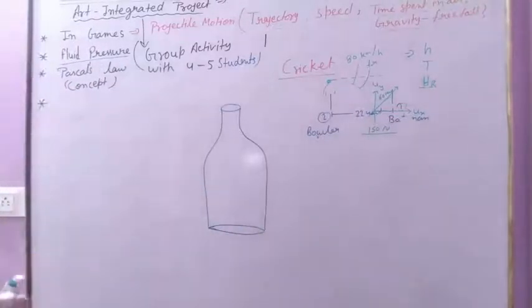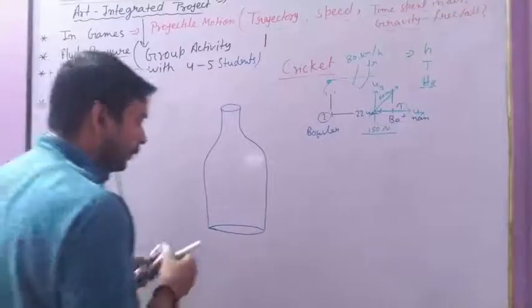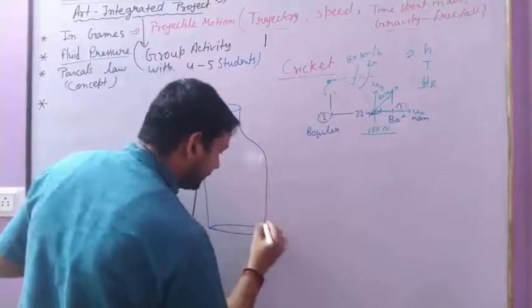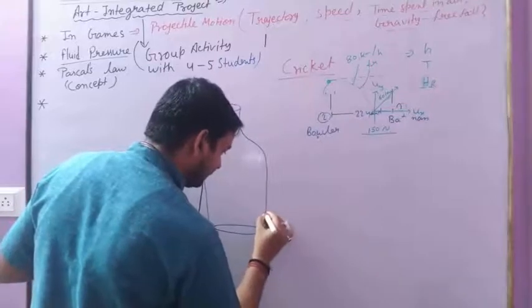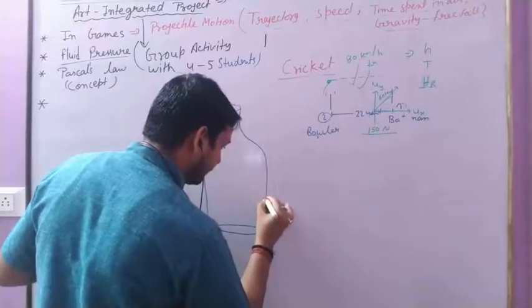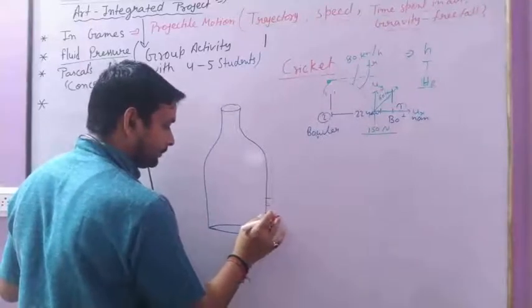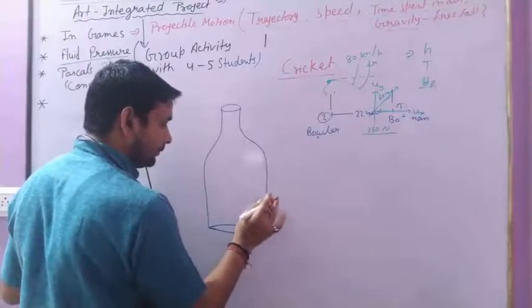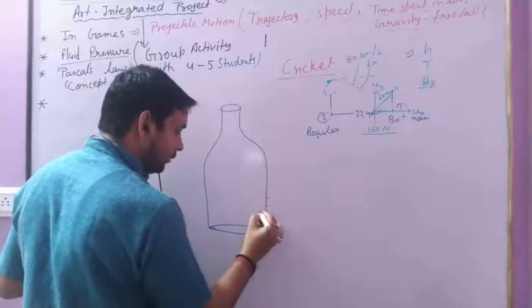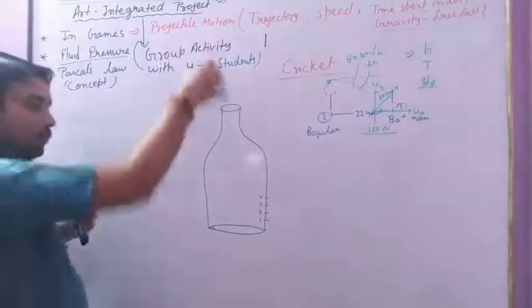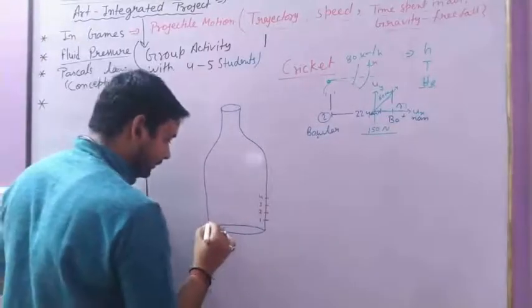you can take a bottle and put some small holes with different separation. Let's say there are 4 holes, 1, 2, 3 and 4. Okay, now pour the water in the bottle.